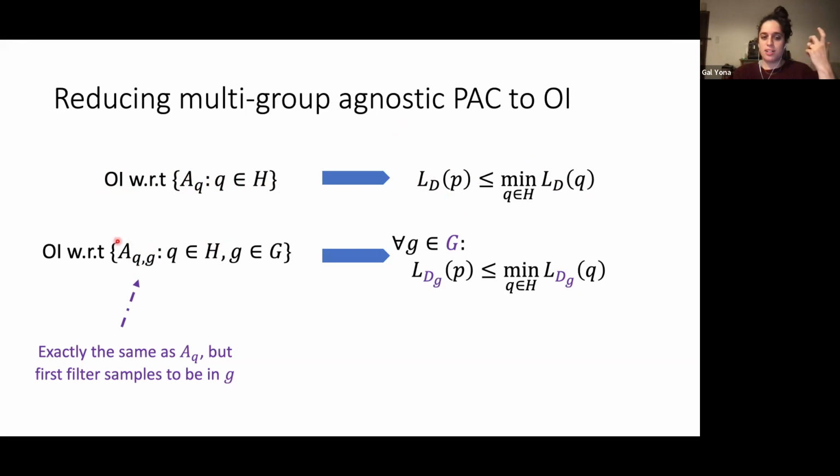I just have to take a slightly larger family of distinguishers. Now I would have one distinguisher for every Q in H and G in this collection of subgroups, where the definition of this distinguisher is exactly the same as A sub Q, but it has this additional pre-processing step where it filters the samples that it receives and only keeps the samples that are in G. So basically the same construction, and this gives me this notion of multi-PAC.